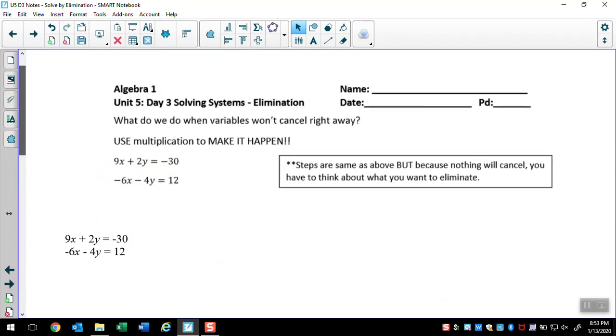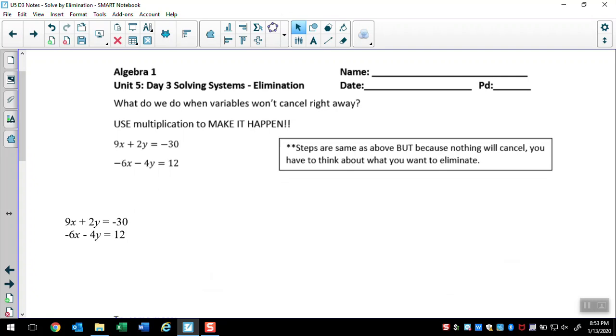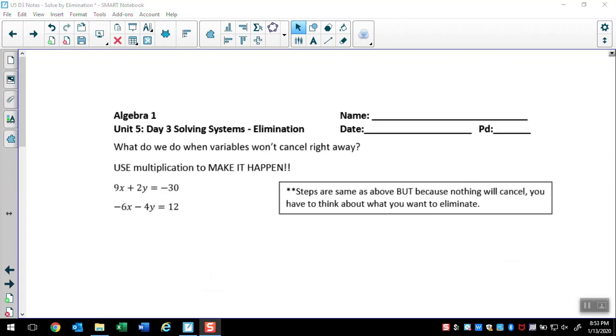All right, now, what do we do when variables won't cancel right away? Well, when that happens, we can use multiplication to make it happen. Our steps are going to be the same as the ones in the previous page, but because nothing's going to cancel at first, we have to think about what we want to eliminate. This is where we're going to have to come up with those additive inverses by multiplying. So I have to determine, do I want to try and eliminate my x's, or do I want to try and eliminate my y's?